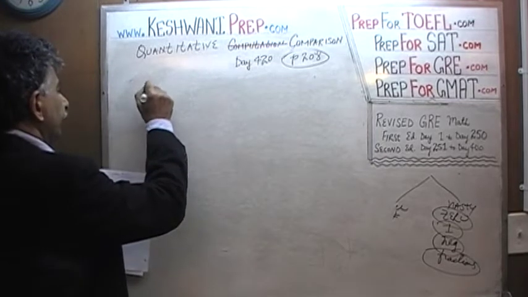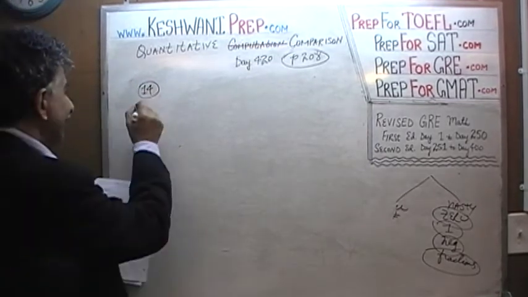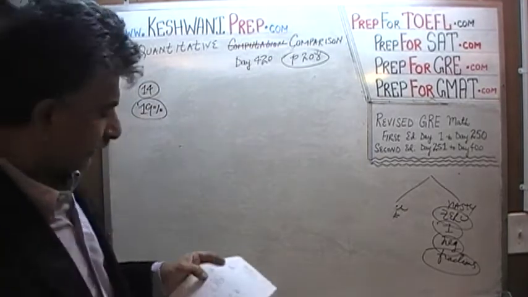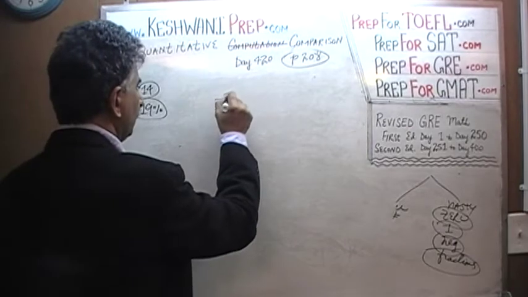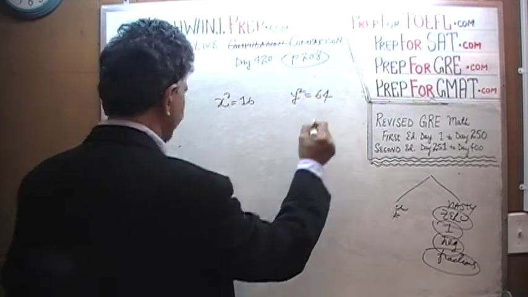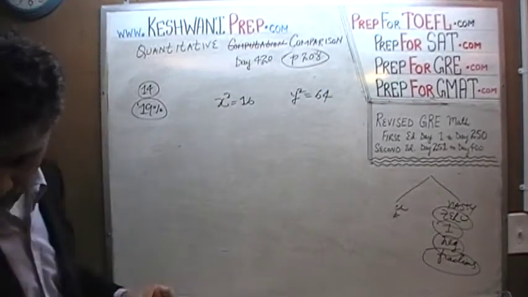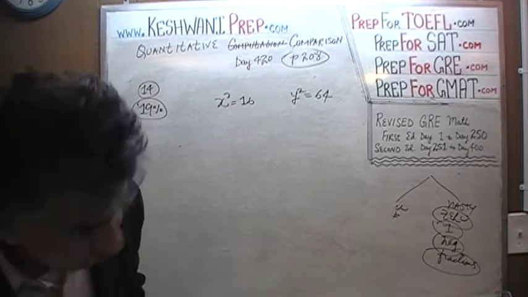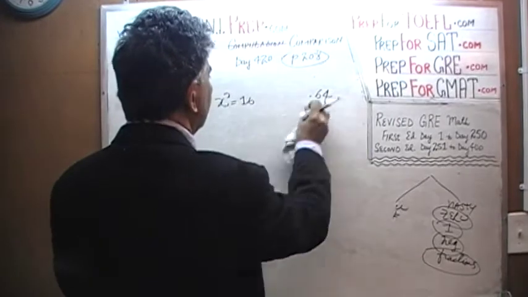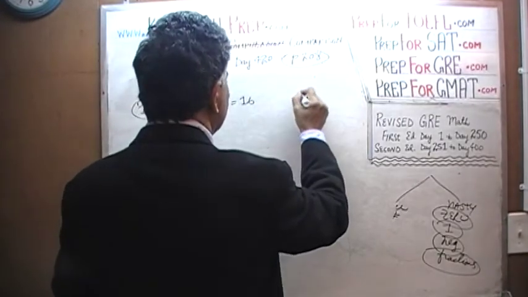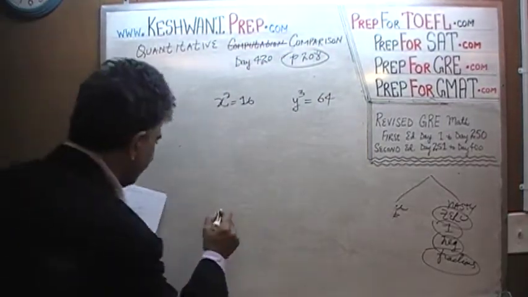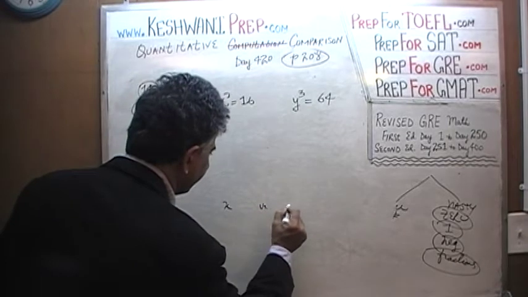Number 14, when it was given in the real exam, only 19% of the people got it right. Only 19%. Four-fifths of the people missed it. Here's what we are told. We are told that x squared equals 16, and that y cubed equals 64. What we are being asked to compare is x versus y.